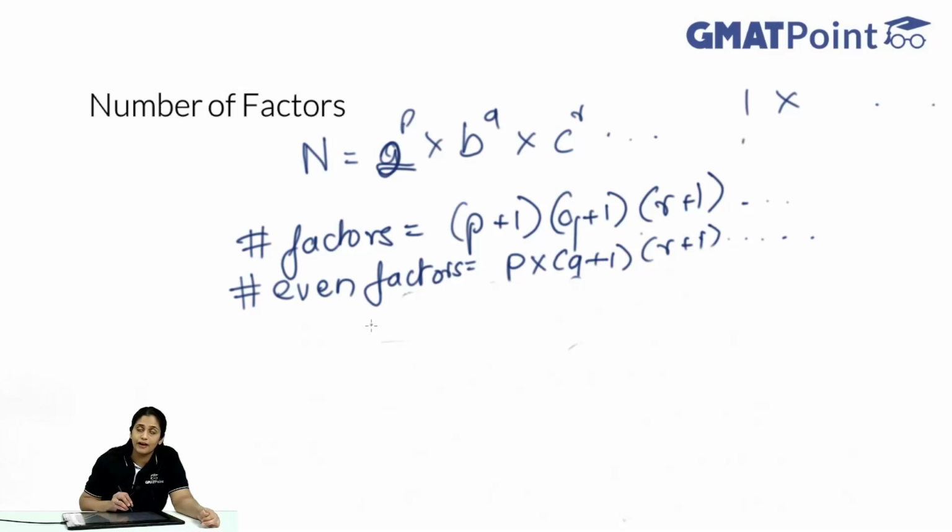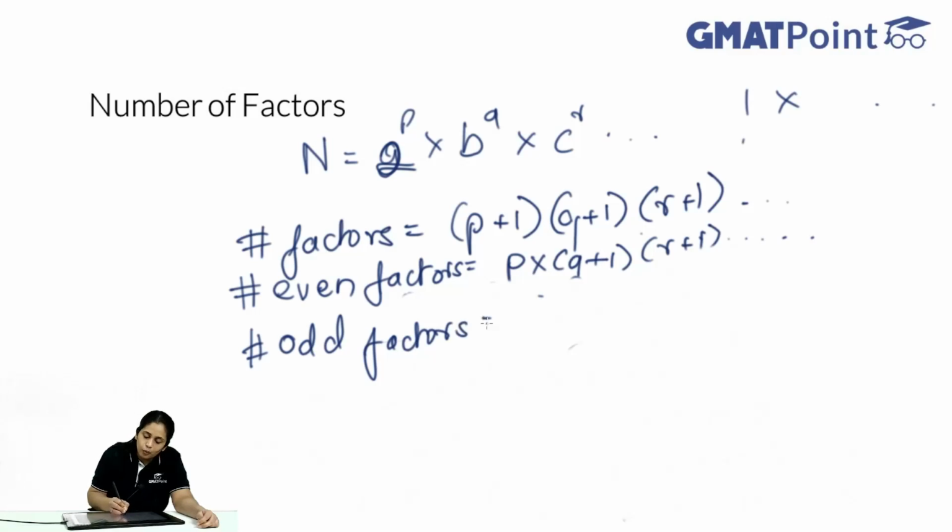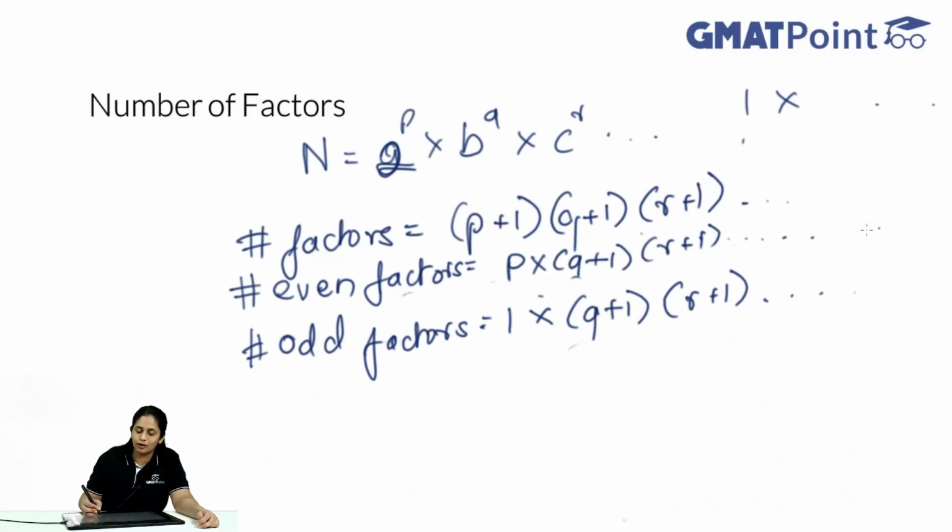The number of even factors would be p into q plus 1 into r plus 1 and so on, and the number of odd factors correspondingly would be 1 into q plus 1 into r plus 1 and so on. If you add both of them together, you take all of this in common, it becomes p plus 1, which is the number of total factors.